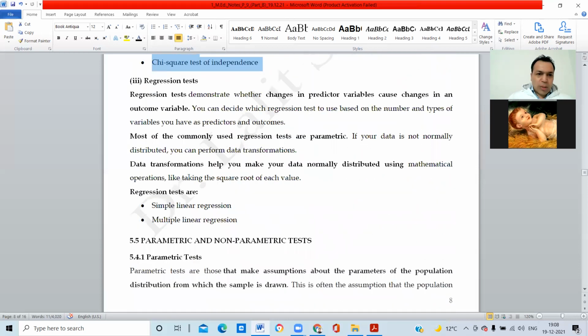Then we talk about the regression test. What are the regression tests? So we directly come here. The names of regression tests are simple linear regression and multiple linear regression. But what is the meaning of regression, and where do we use this regression test? You just have to understand: when we see the effect of one variable on the other, then we use the regression test.